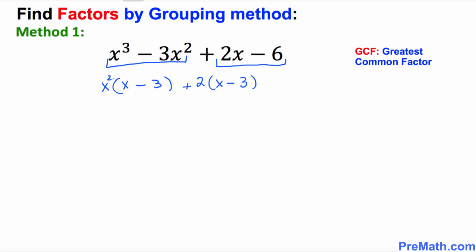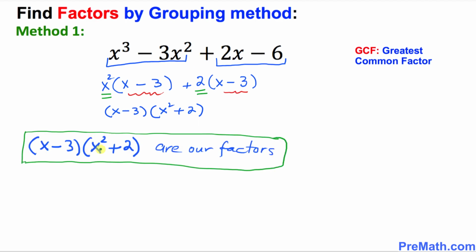So far so good. Now I want you to just focus on this part and this part in parentheses. They are the same thing. So let me factor that one out. Just bring it outside. This is what I'm going to do: x minus 3, and in another parentheses I'm going to put these two things, x squared plus 2. So these are our factors of this given polynomial. Thus, x minus 3 times x squared plus 2 are our factors, and that is our answer.